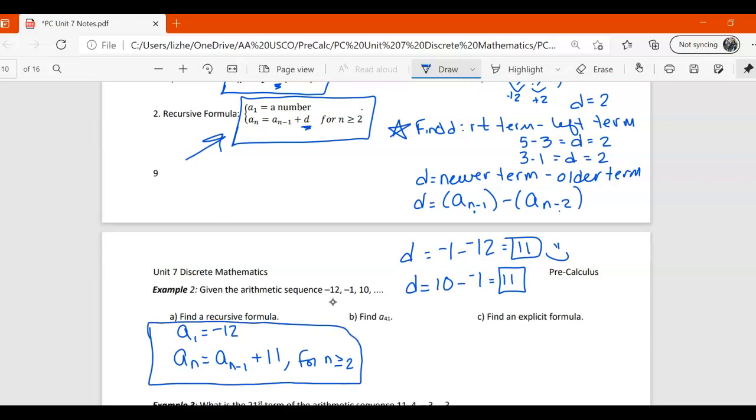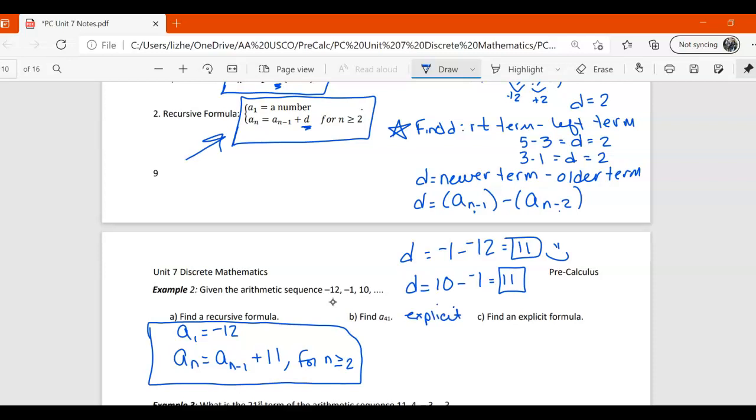Find a of 41. Well, if I was going to use the recursive formula I just wrote, I would have to go through and find a_1, a_2, a_3, a_40, a_39, all of those in order to do that, right? Well, I don't want to do that. So that's the benefit of the explicit formula.